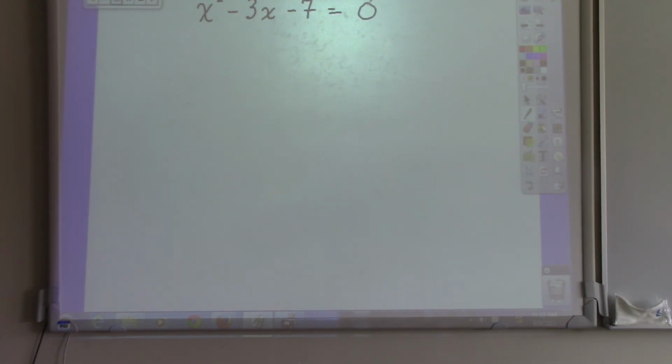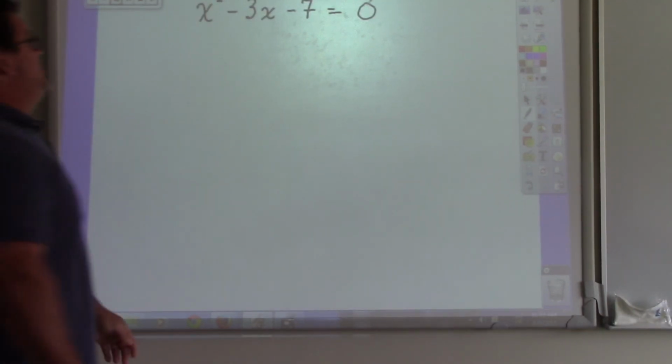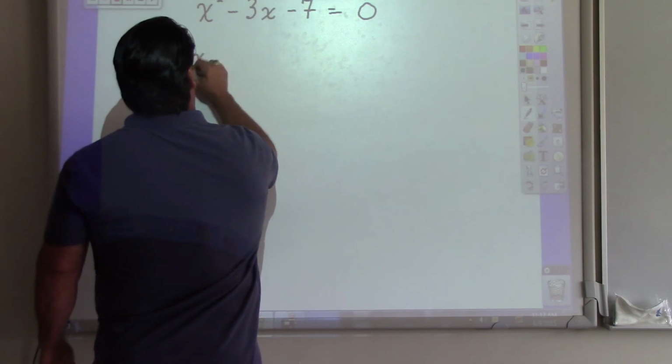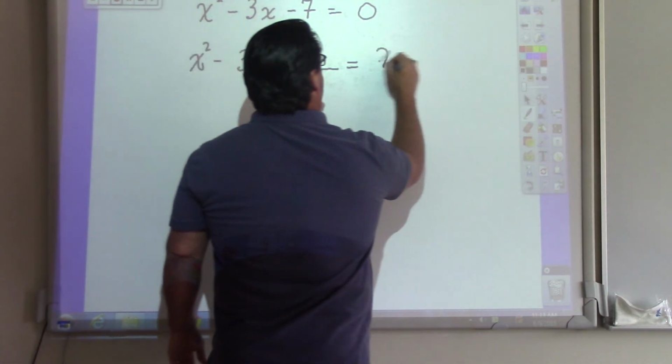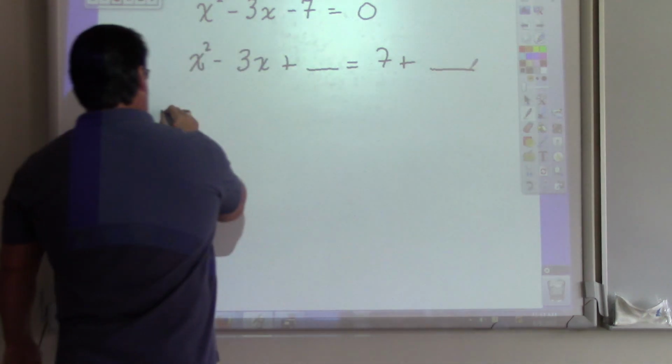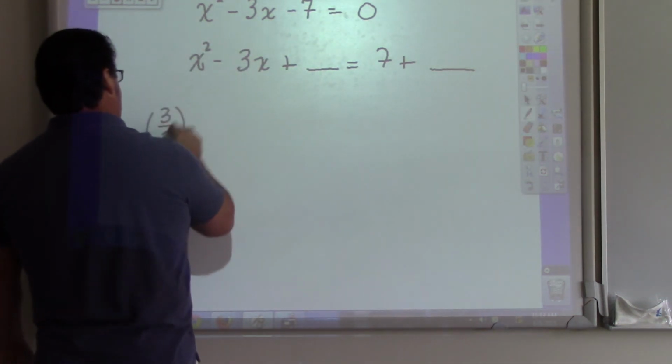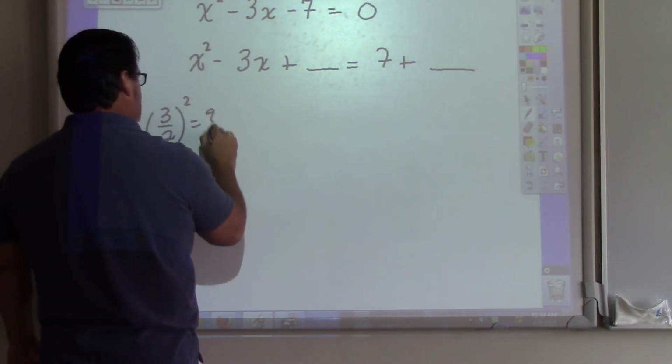Guess which one will be on your test? This one. There'll be about 10 of these on the test. So, x squared minus 3x plus blank is equal to 7 plus blank. Half of 3 is 3 halves. 3 halves squared is 9/4.